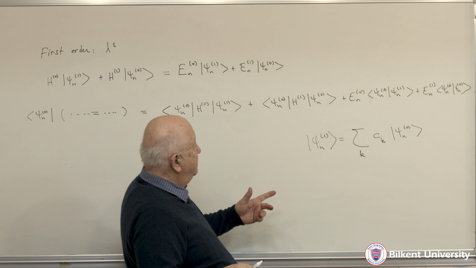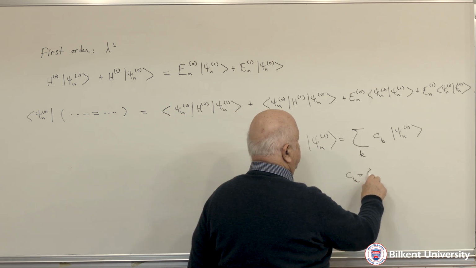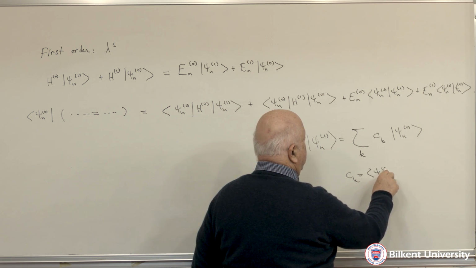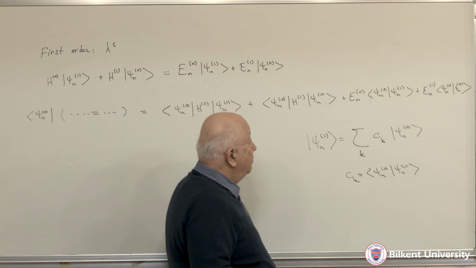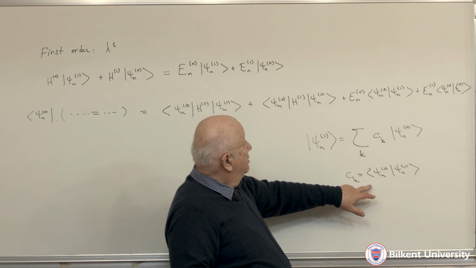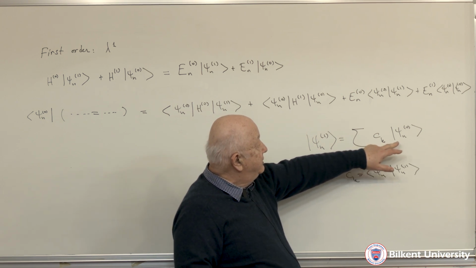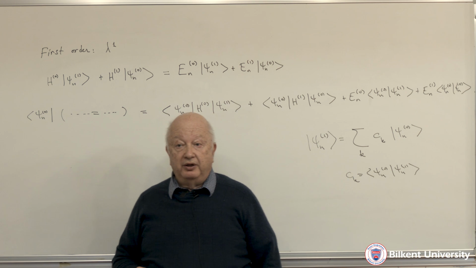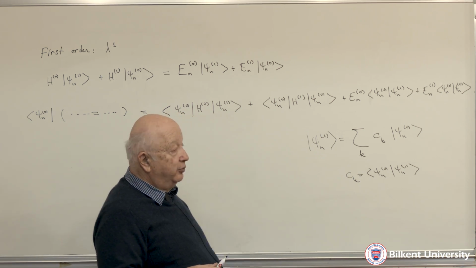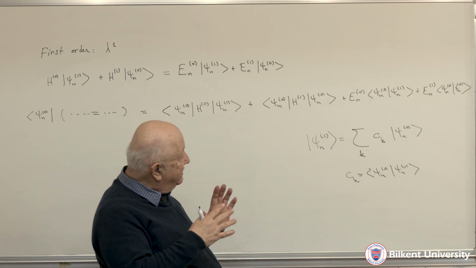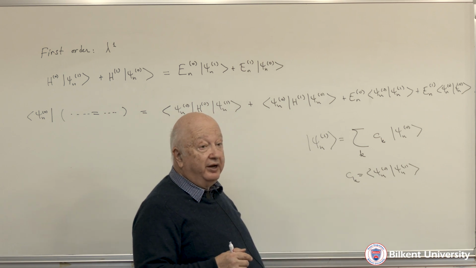How do I find these c_k's? Very easy. c_k is going to be equal to the inner product of ψ_k0 with ψ_n1. So that's exactly that. I can find any one of these coefficients like that. So in some sense, I'm obtaining the coefficients from that equation. But we'll design our functions in a certain way.